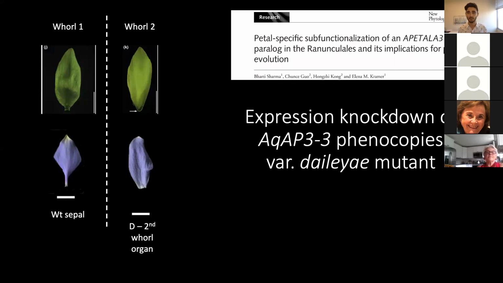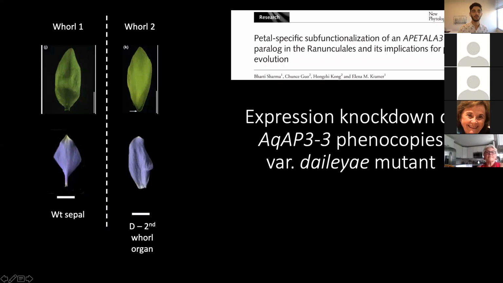What they were able to do over at Harvard was knock down expression of this gene, AP3-3, in columbine flowers, and they get the same petal to sepal transition that we see in these Dahlia mutants. So on the left here, where it says whorl 1, this is a sepal from one of the flowers where they knocked down AP3-3, and this is a sepal from one of our floral dissections. You can see they're pretty much identical.